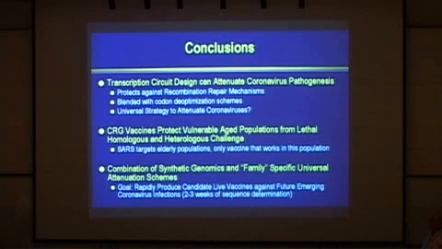They protect young and old animals. Since SARS targeted elderly populations, this is currently the only vaccine that works in this population. Killed vaccines don't. And I think the combination of synthetic genomics and family-specific universal attenuation schemes can achieve a goal of rapidly producing candidate live virus vaccines within about 2 weeks of identifying the sequence of a newly emerging pathogen.